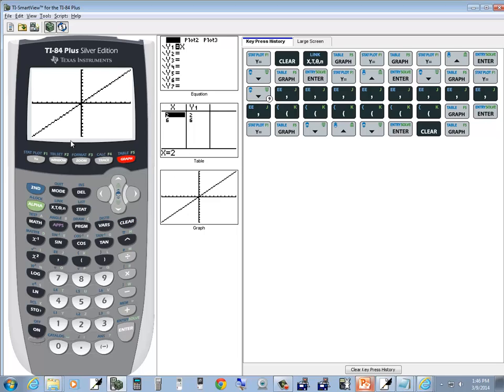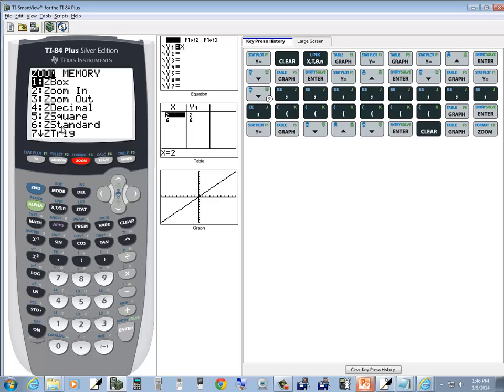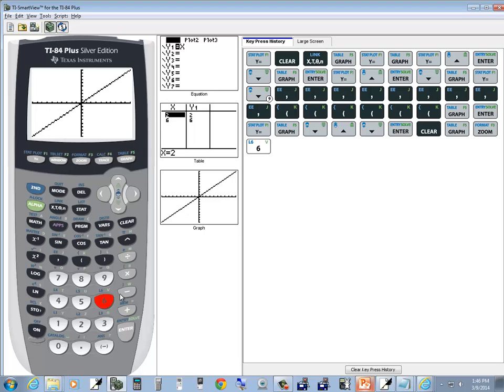The third thing, occasionally you get your windows screwed up in some manner. Zoomed out, zoomed in, zoomed to the side. To set it back to your standard viewing window, which is -10 to 10 on the x-axis and the y-axis, we'll press zoom, and you press 6 for Z standard. So zoom 6. Mine was already at Z standard, so you don't see it.